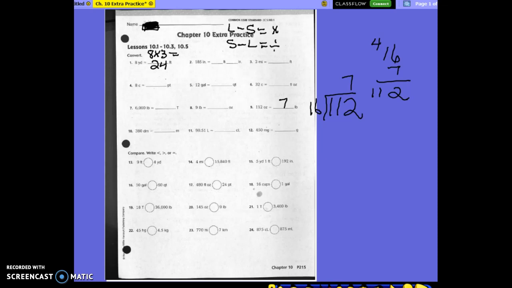So 9 feet. We can either say 9 feet is how many yards? We divide it by 3. So this is 3 yards. Or 4 times 3 is 12 feet. So you could do that either way. So 4 yards is larger, or greater than, 9 feet. Then you will have to look through those and decide what you have to do.